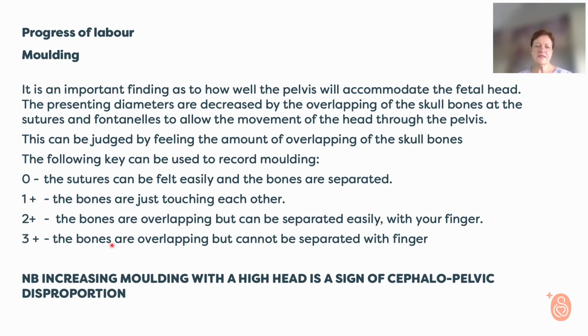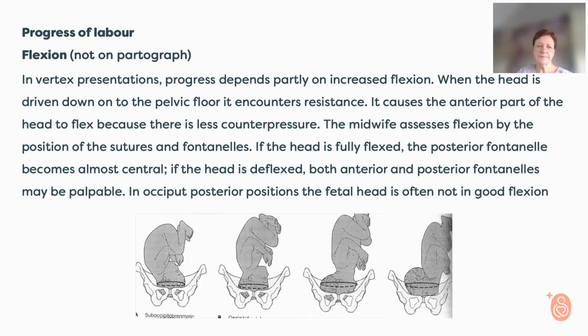And 3 pluses is when the bones are overlapping and you can't separate them anymore. And what is very important is that you don't just record on the partograph that there's molding. This molding also means something. When there's increased molding together with a high head, it's a sign of cephalic pelvic disproportion. So one needs to take that into consideration.